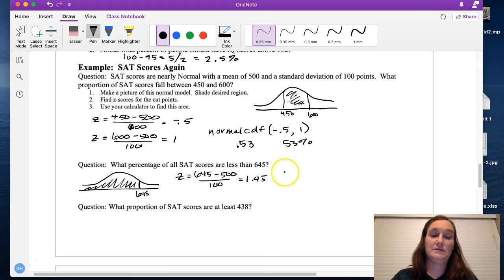And we want, so when we type in Normalcdf, I'm going to abbreviate it now. We need a lower endpoint, so to speak, and an upper endpoint. Our lower one, this goes off to negative infinity.